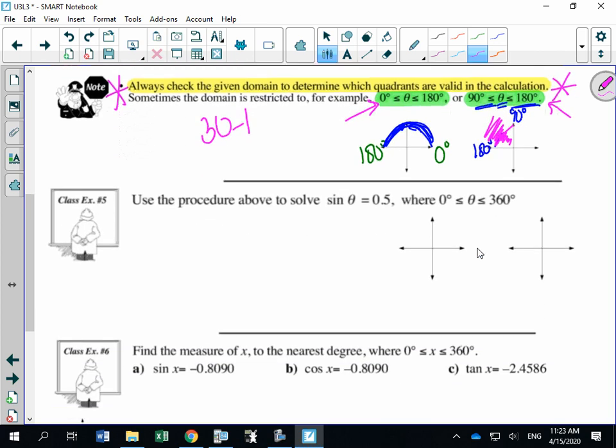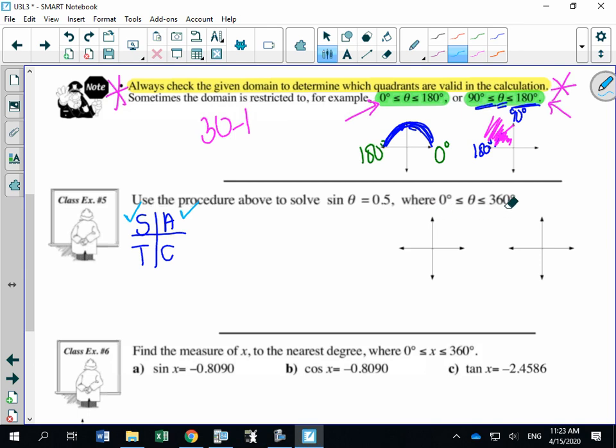Okay, so what this first question says is use the procedure above to solve sine of theta is equal to 0.5. Always draw your CAST, C-A-S-T. And then put a check mark in the two quadrants where sine is positive. Now, is this a positive or negative number? 0.5 is a positive number. So I would put two check marks where sine is positive, and sine's positive in quadrants 1 and 2.